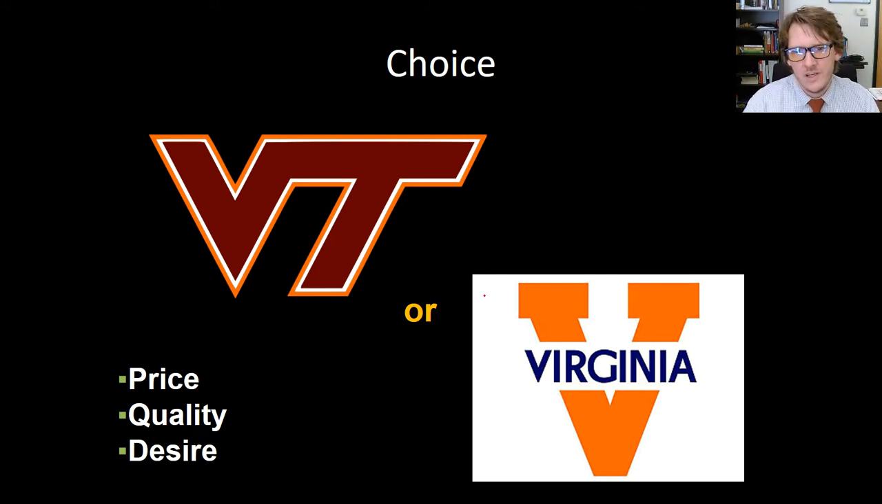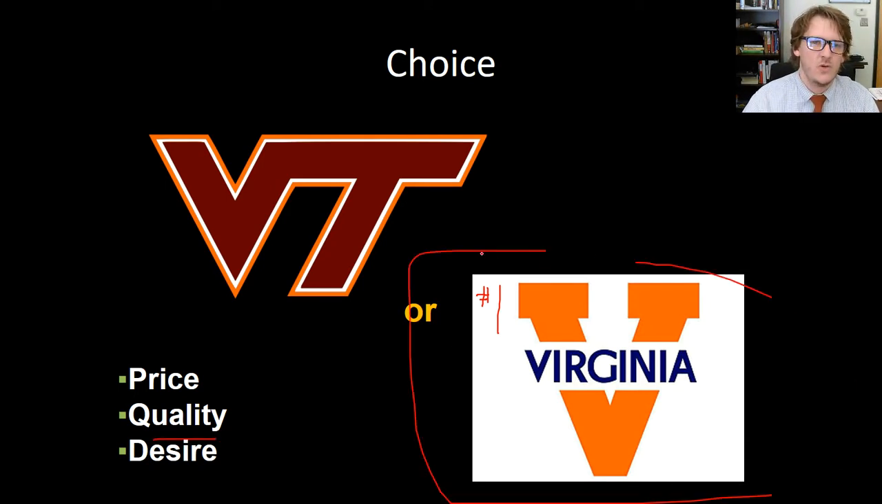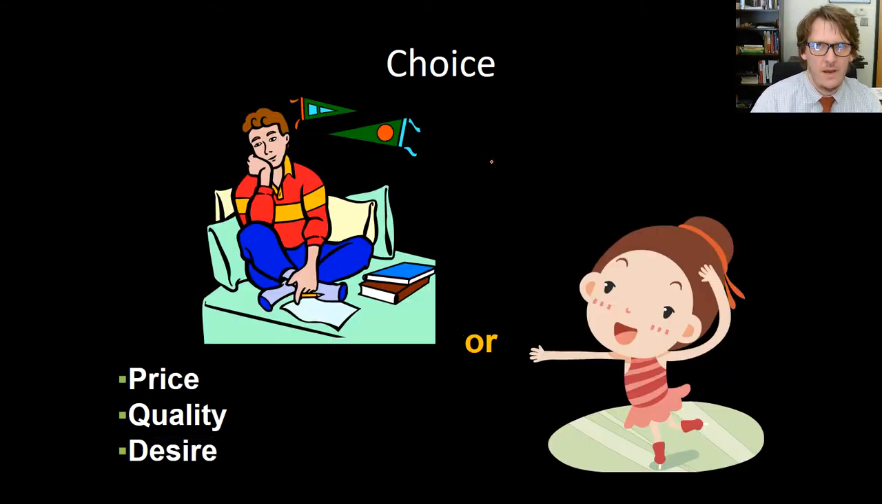Oh, but Virginia is ranked the number one public university in the country. So quality-wise, I want to make this choice. But I think they got better sports. The quality of their sports are better, and it's cheaper to attend Virginia Tech. Choice. And in economics, we'll study choice, and we'll break down why those choices are made.